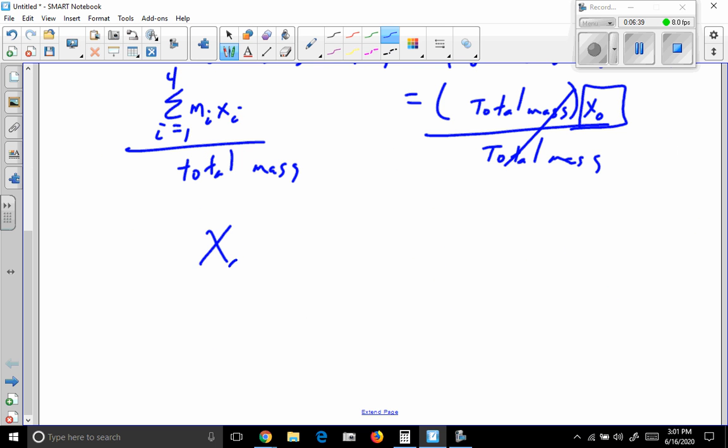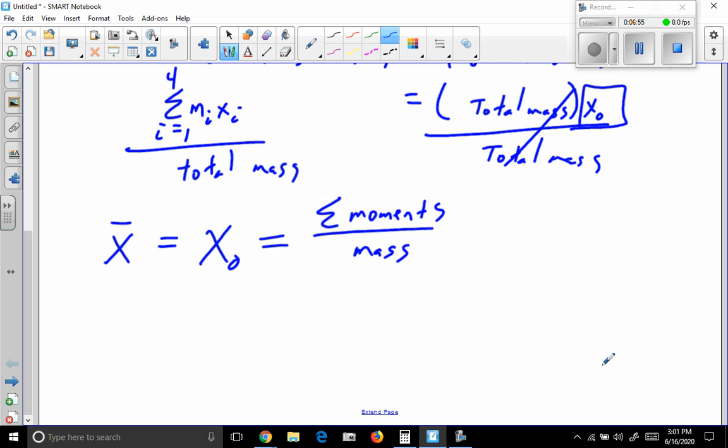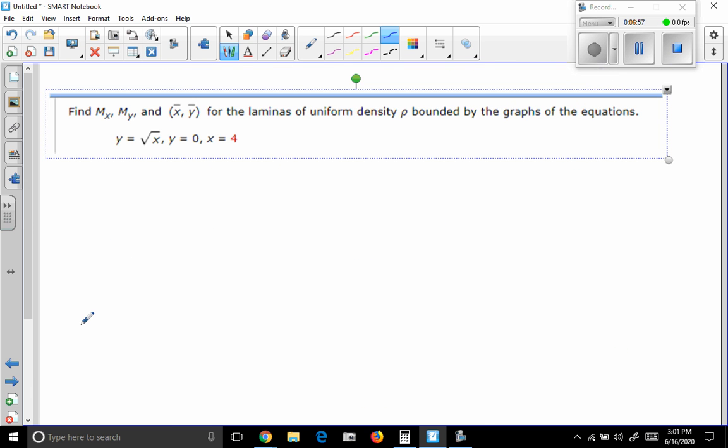So our x sub 0, sometimes that's referred to as x bar. That's the sum of the moments over the total mass. So let's work an example.